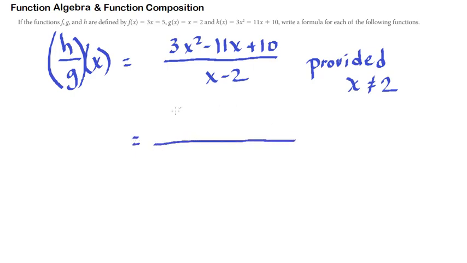But let me see if this numerator factors. Let's see, 3x and an x minus.